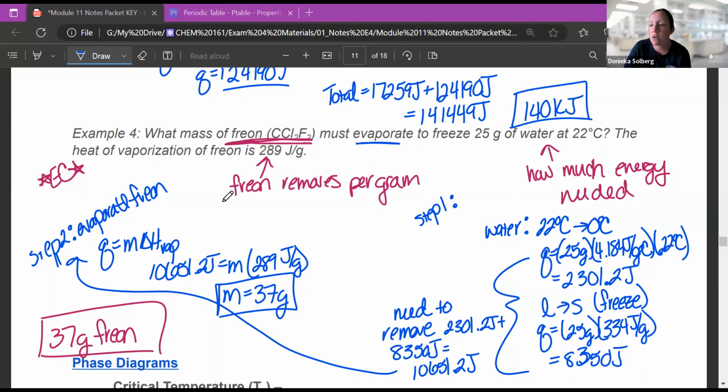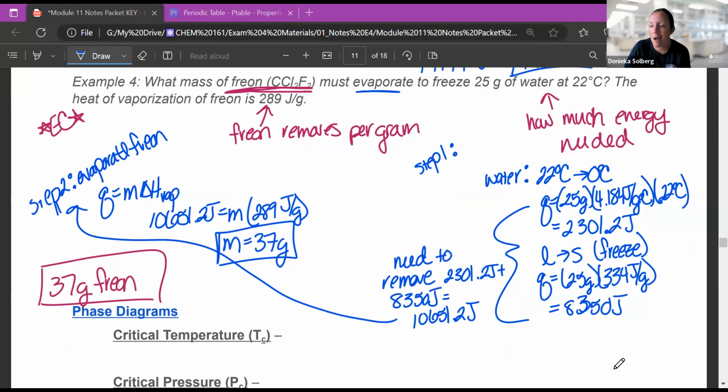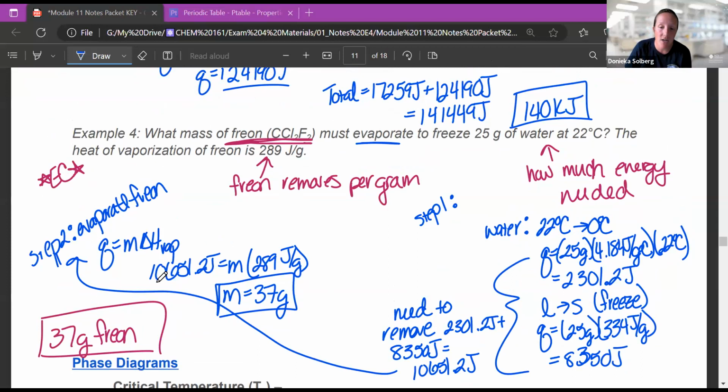So what's going on here is I did step 1 over here, water. I figured out how much energy I need to get it to 0 degrees Celsius and then freeze it. And that is in total 10,651.2 joules. And then I use that number over here as the Q for Freon. I'm going to put it into the Freon. I need to know what mass, and this is its delta H because all I'm doing is evaporating it. And the mass is 37 grams. Again, this is kind of like an extra credit question because you really got to think about it.